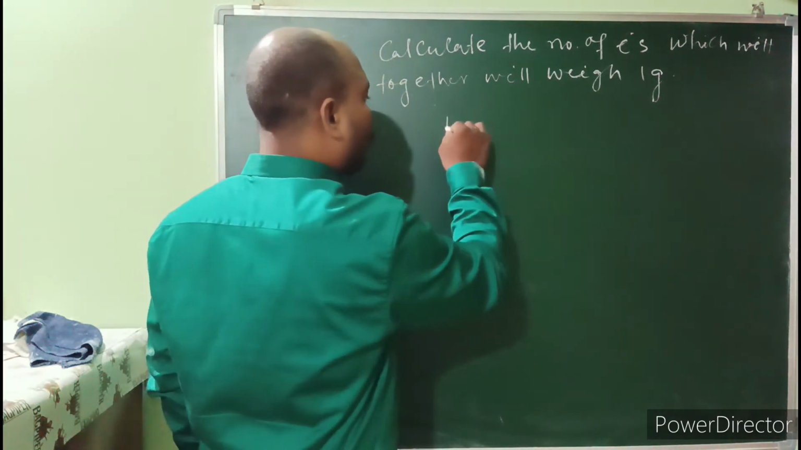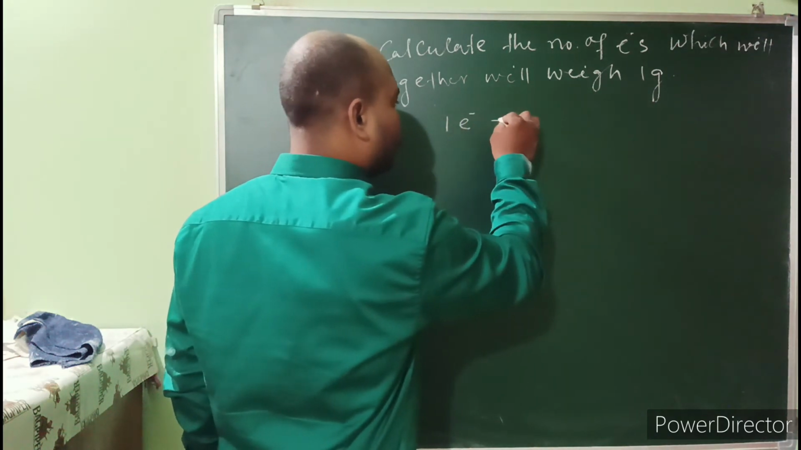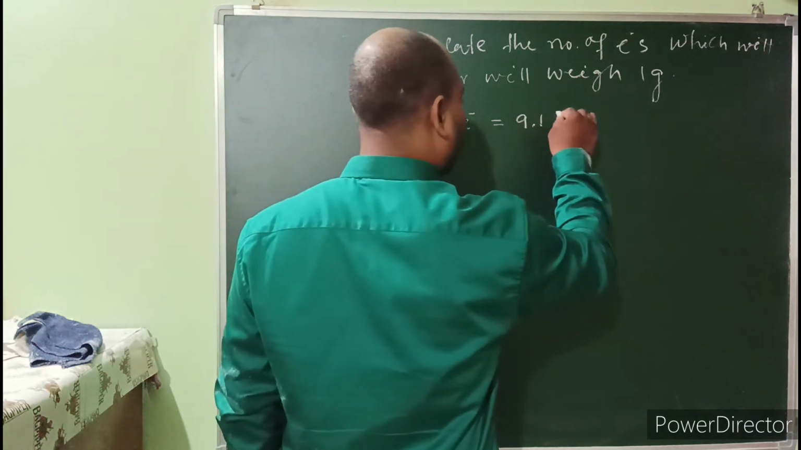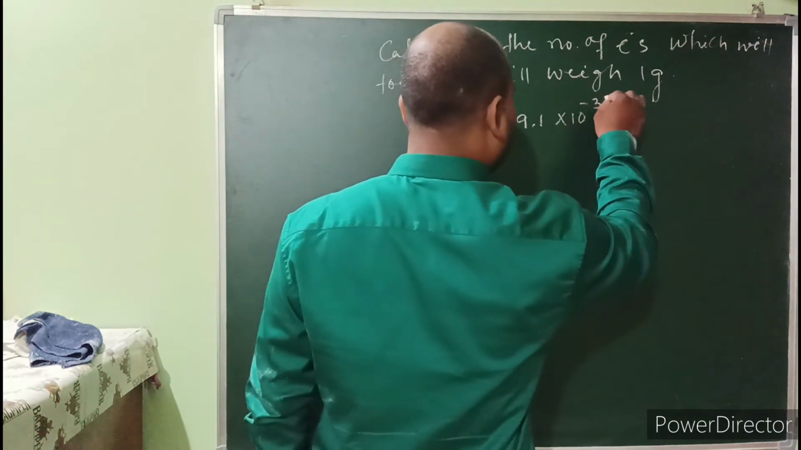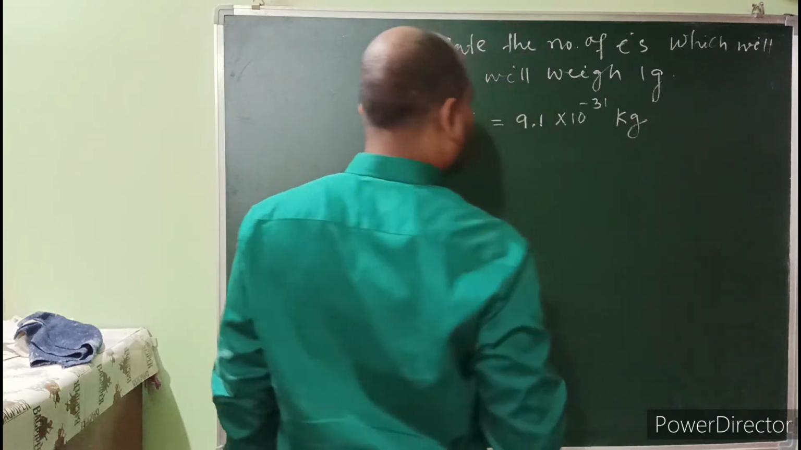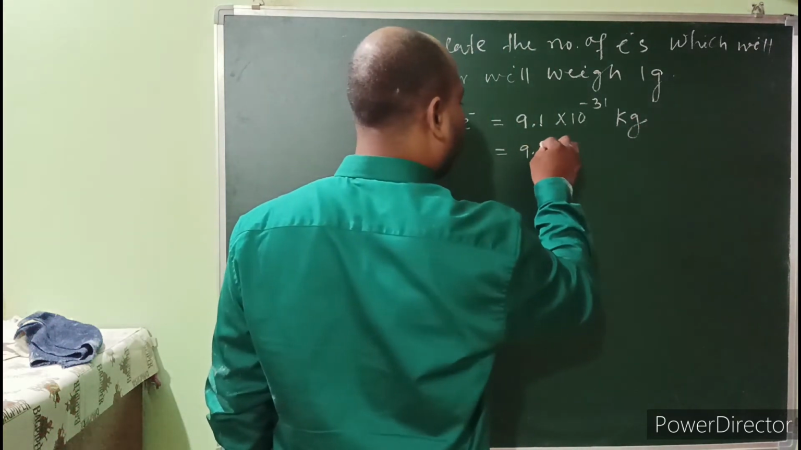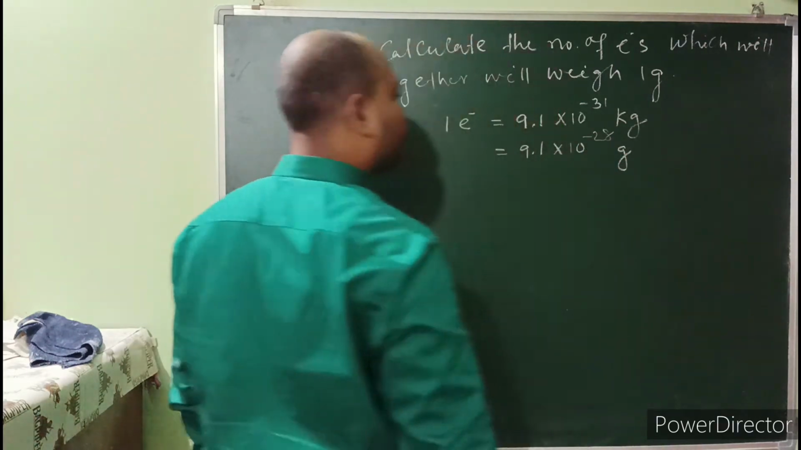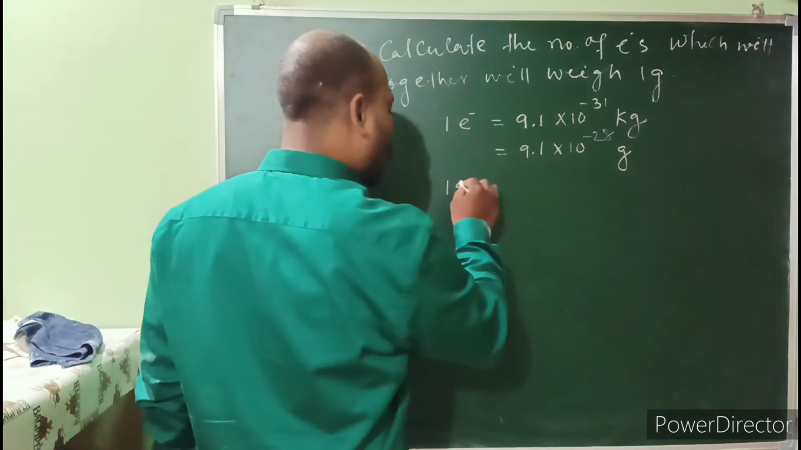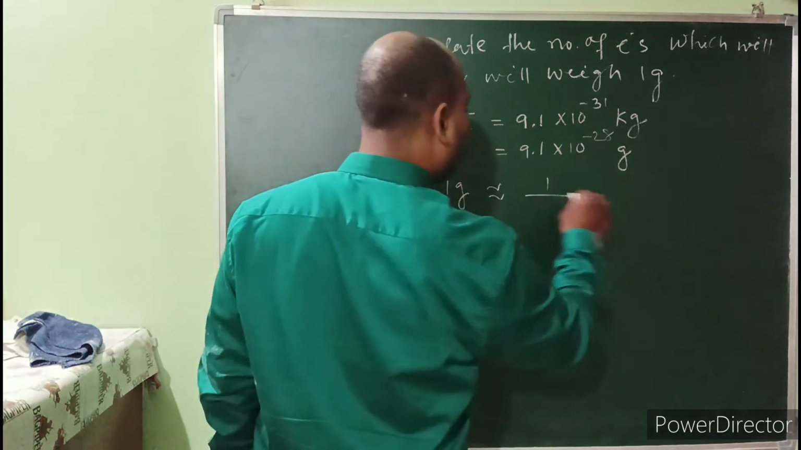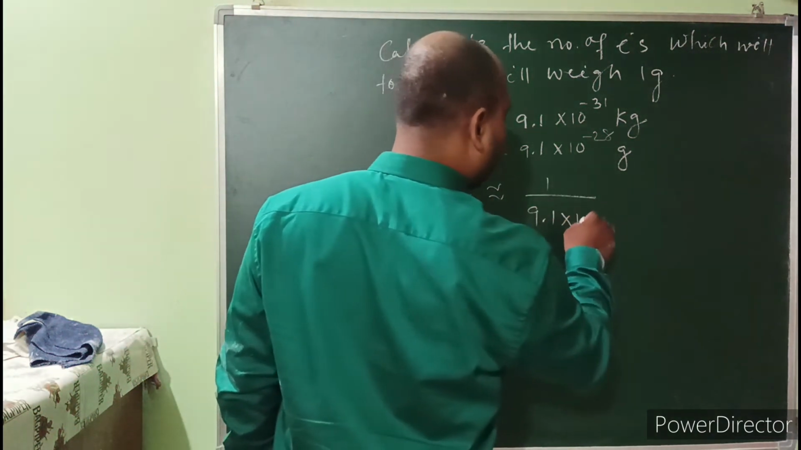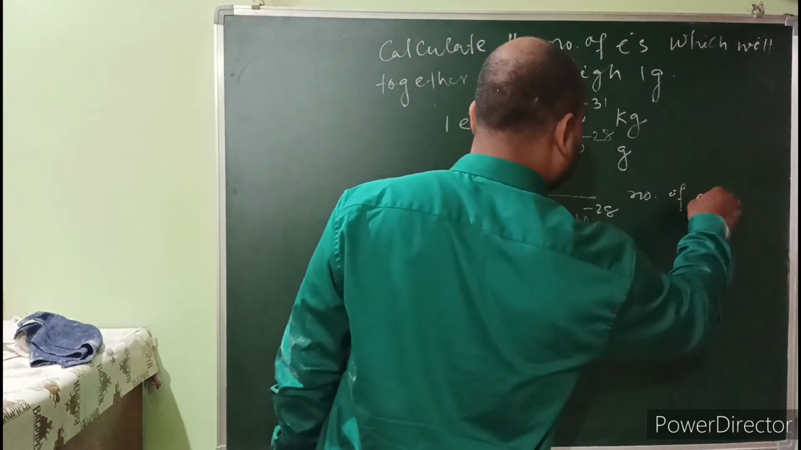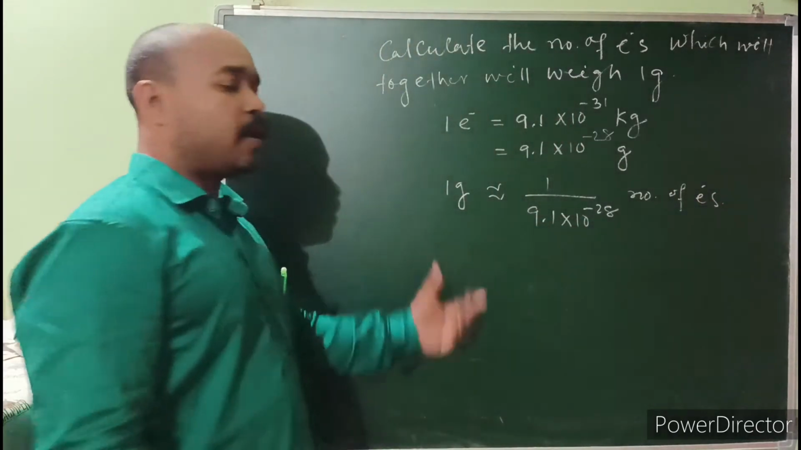We know that the mass of 1 electron is 9.1 into 10 to the power minus 31 kg, that is equal to 9.1 into 10 to the power minus 28 gram. So I can solve: 1 gram is equal to 1 by 9.1 into 10 to the power minus 28 number of electrons. That is our answer.